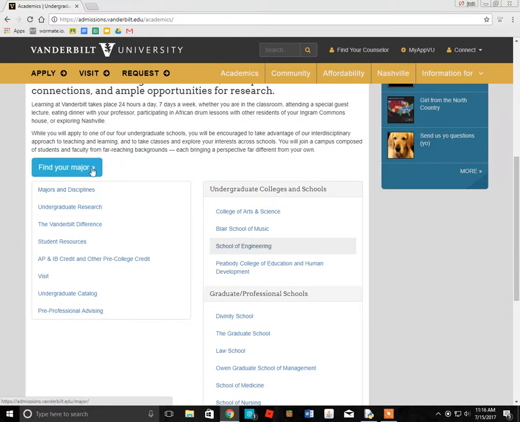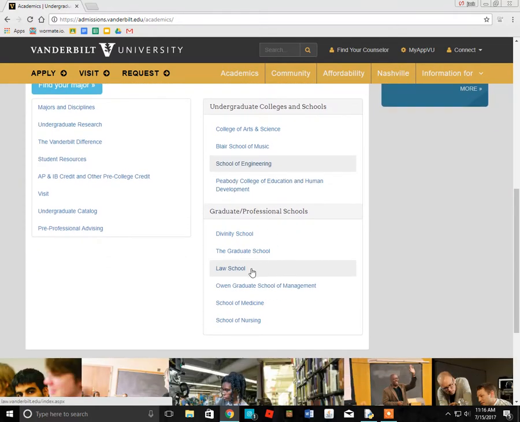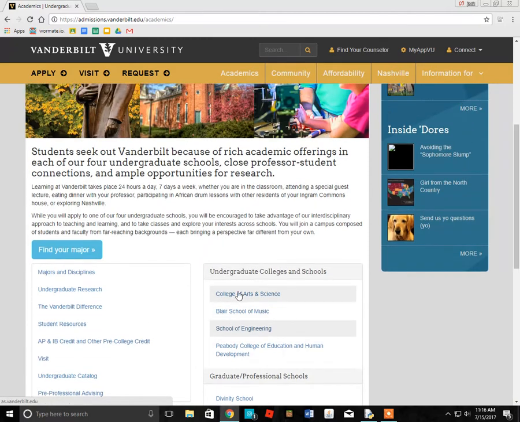I should mention these websites typically divide the academics into two different areas. You can find a list of overall majors and disciplines, but you can also look at how a college is organized in terms of the different schools that exist within the larger umbrella of the university. So Vanderbilt has a College of Arts and Sciences, a School of Music, a College of Engineering, and a College of Education. And then, of course, they have Divinity School, Law School. These are graduate programs, but we're focusing on undergrad.